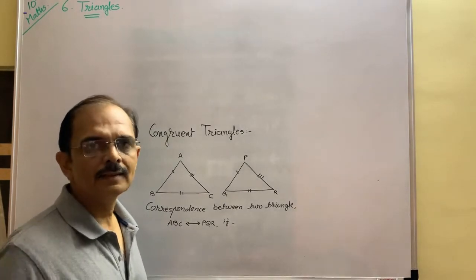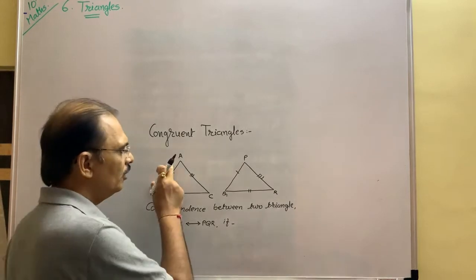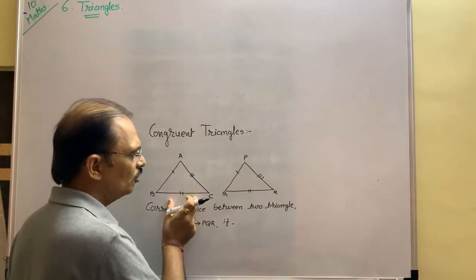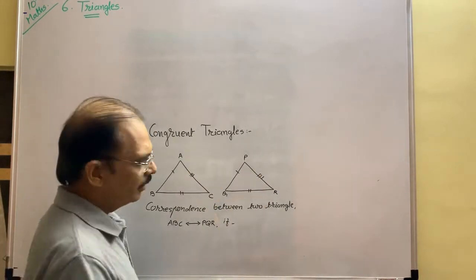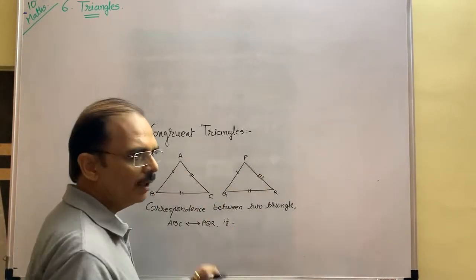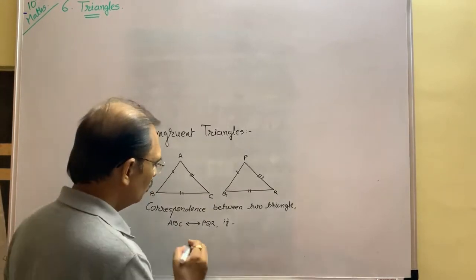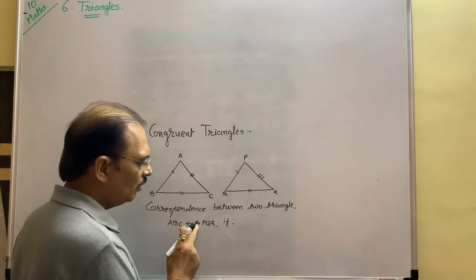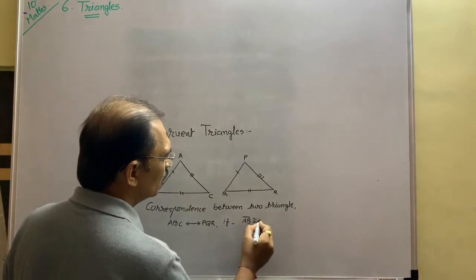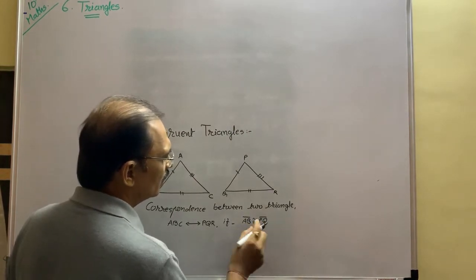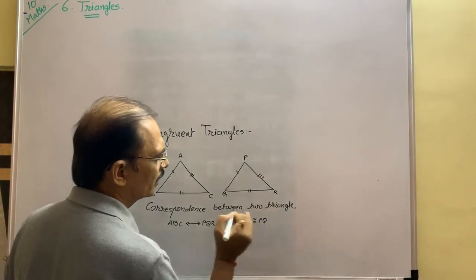Three corresponding sides are congruent. Don't just say sides are congruent. AB should be congruent with PQ, BC should be congruent with QR, and AC should be congruent with PR. That means what? AB and QR may be congruent, may not be congruent. Chances are there. So, for correspondence ABC corresponding to PQR, if AB congruent to PQ, this is the symbol of line segment. You can write it or not, not necessary.